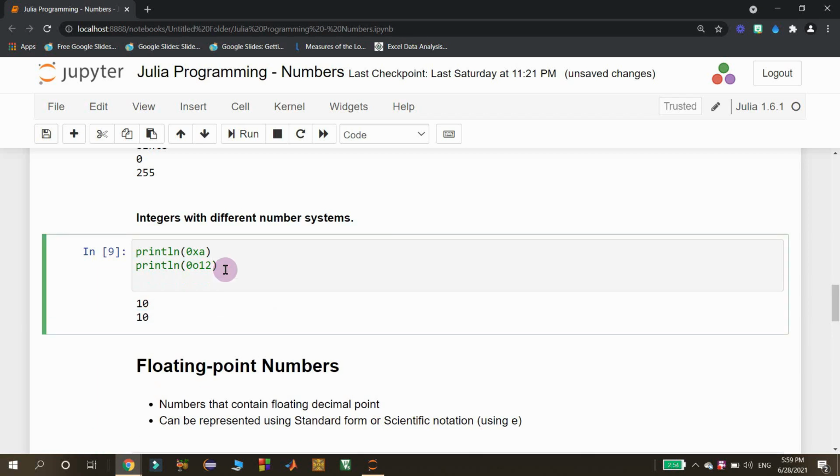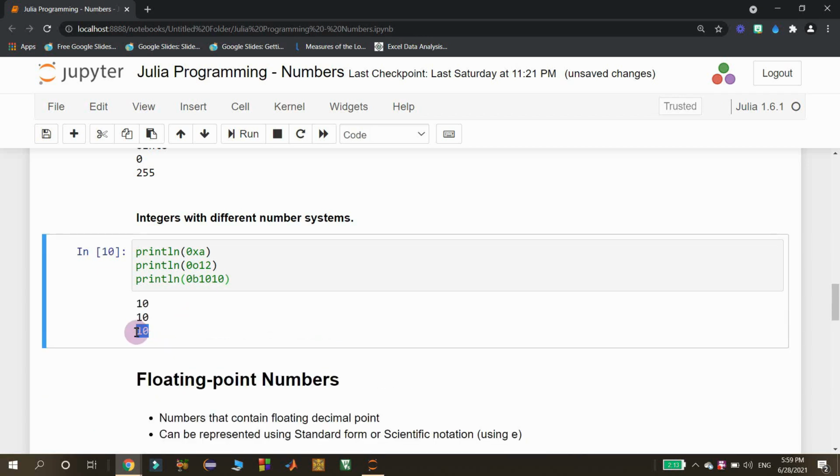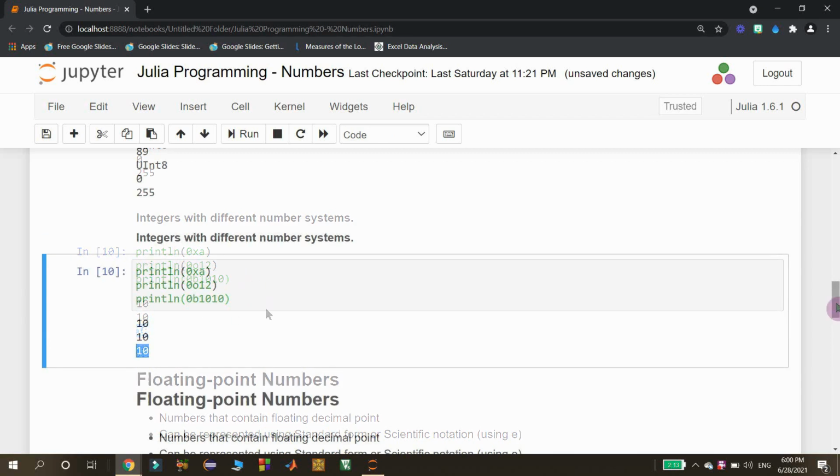And then I am going to represent a decimal number by using the binary number system. I am using 1010 as the binary number. If I run this cell, again I got 10 because the 1010 binary number is equivalent to the 10 decimal number. So this is also an integer. So that's all about the integers.